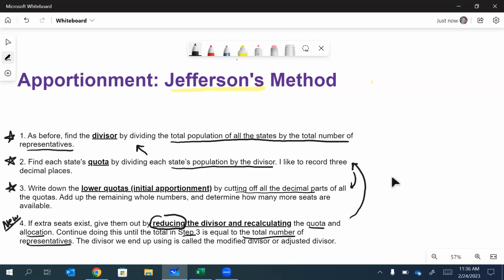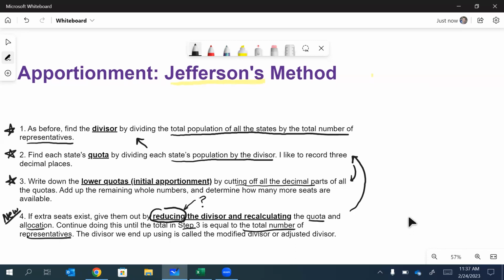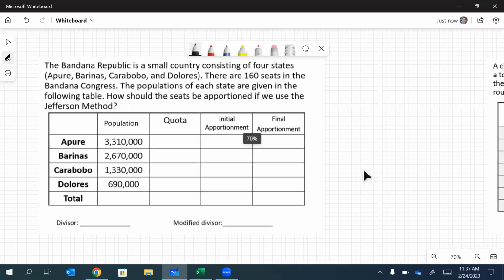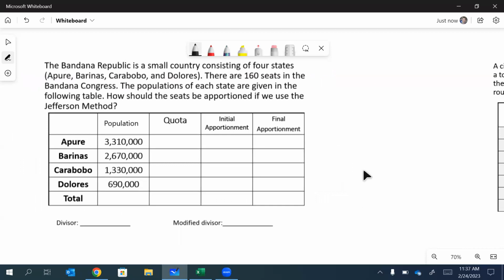Now, that's a little tricky because the big question becomes, how do I know how much to reduce? And you're going to see that play out in my very first example. Let's take a look at it, and I'm going to show you some techniques for guessing as well, right? So here's our first example. We did this one already with the Alexander Hamilton method, but the setup is the Bandana Republic is a small country with 4 states, Apure, Barinas, Carabobo, and Dolores. There's 160 seats in their Congress we're going to give out, and we're going to now use the Jefferson method.